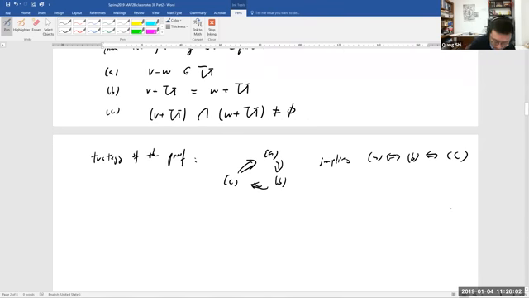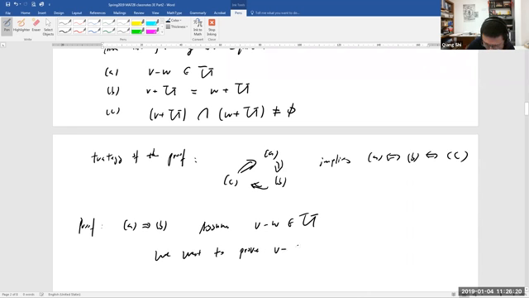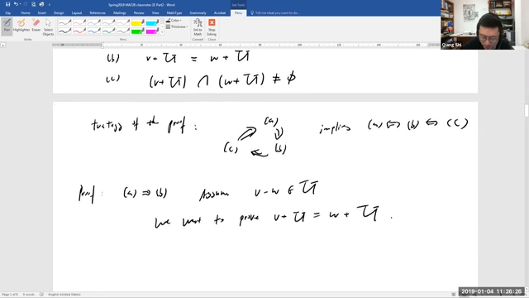So let's construct the proof here. We're going to go from A to B. We're going to assume V minus W is in U, and then we want to prove V plus U is equal to W plus U, right? So how to prove this?